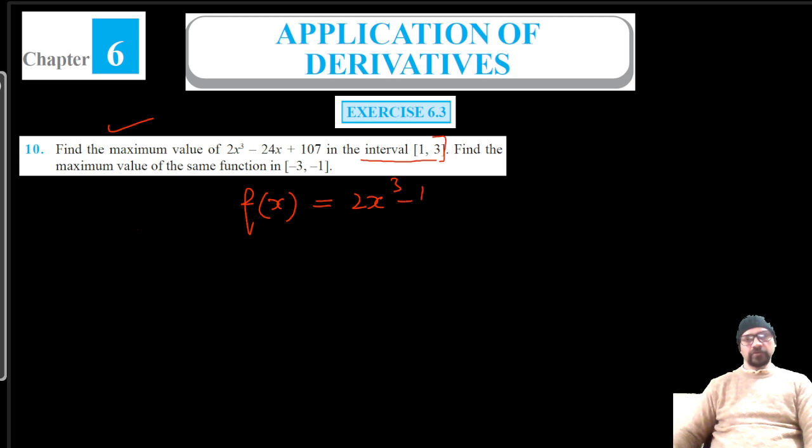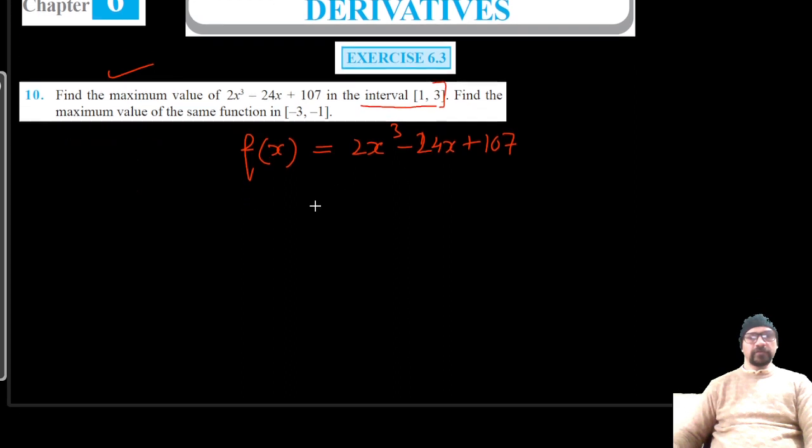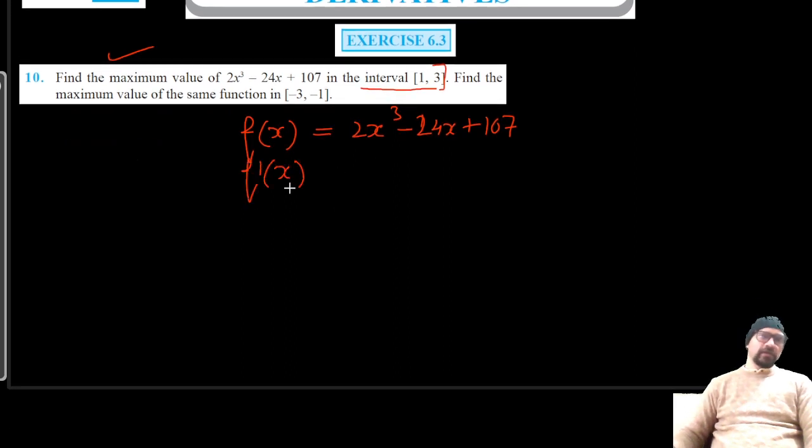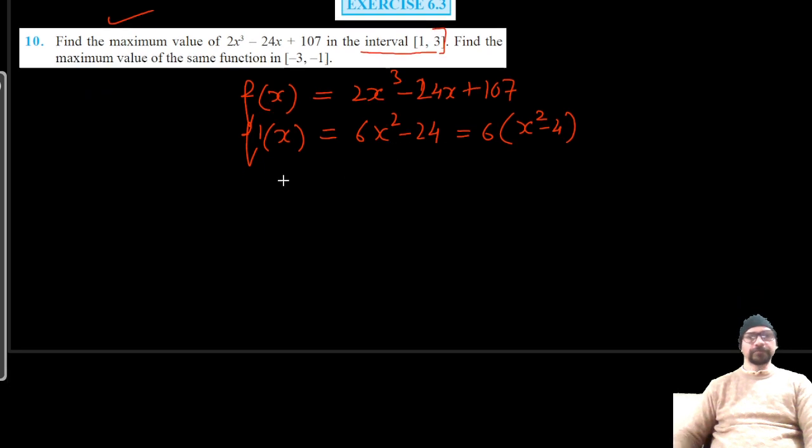Our function is f of x equal to 2x cubed minus 24x plus 107, and its first order derivative is 6x squared minus 24, which is 6 into (x squared minus 4).